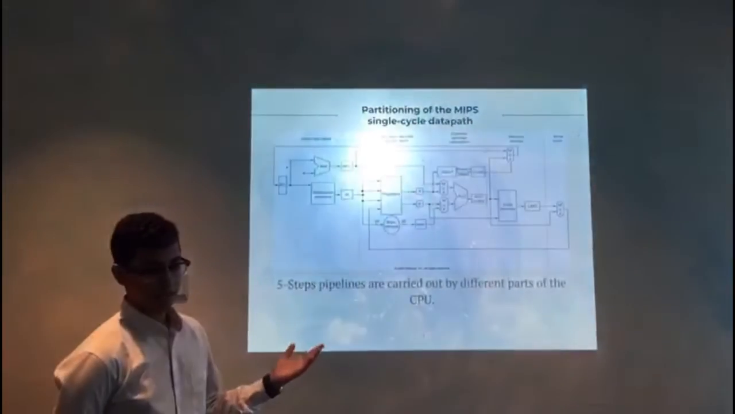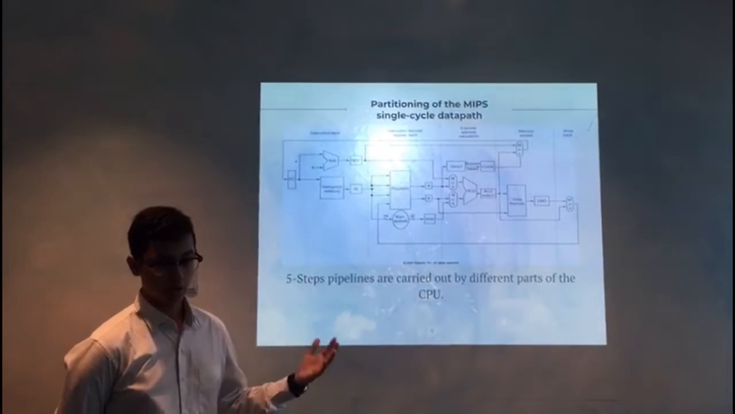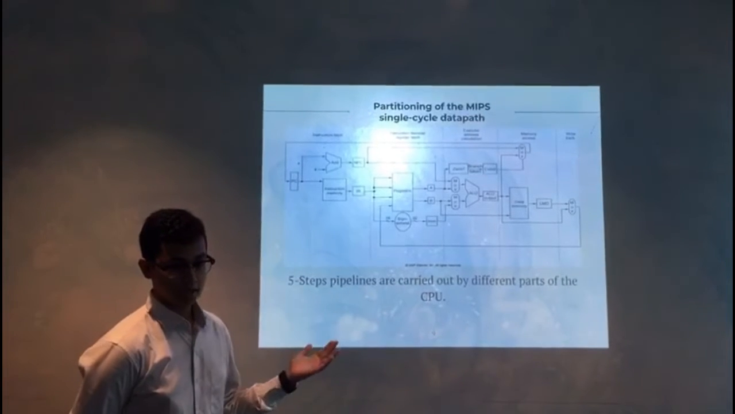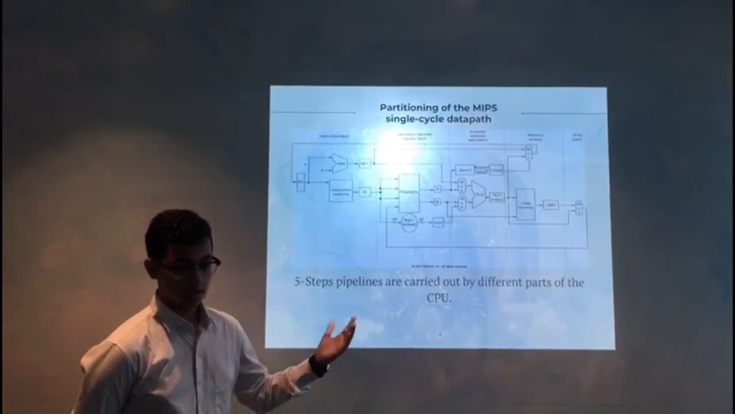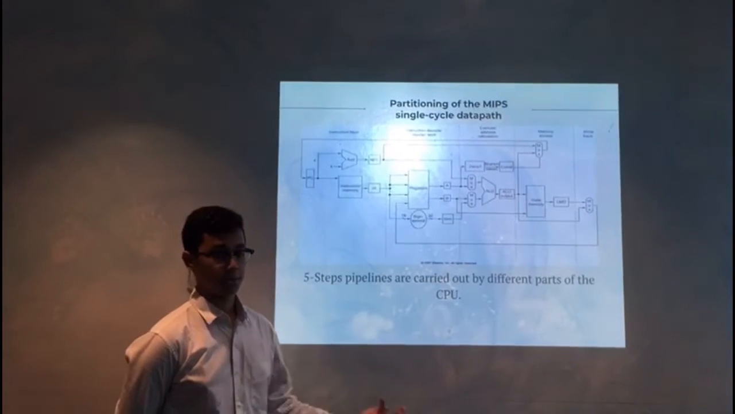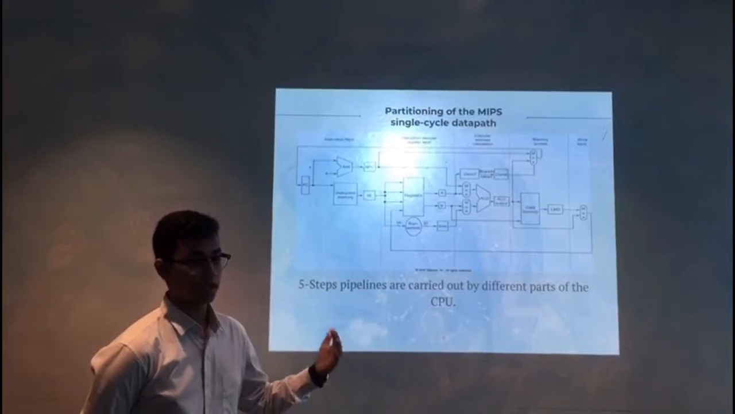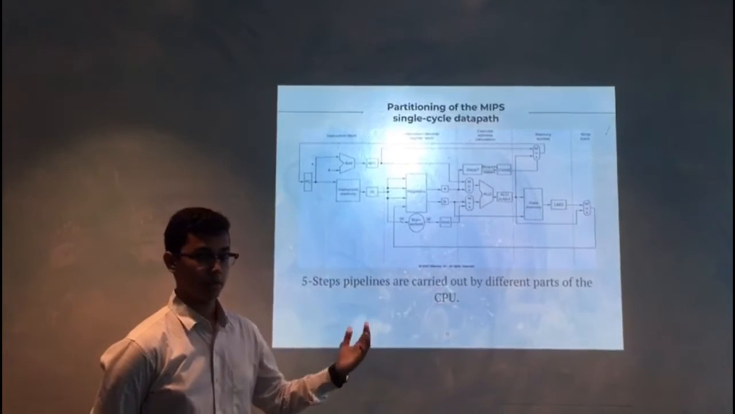This figure in the next slide is about the partitions of the MIPS single cycle data path, whose CPU is the RISC computer. As you can see, each part of the instruction is carried out by different parts of the CPU. So as the steps are carried out by different parts of the CPU, they can be carried out at the same time, hence ensuring efficiency. Hence, the 5-step instruction pipelines can be overlapped.